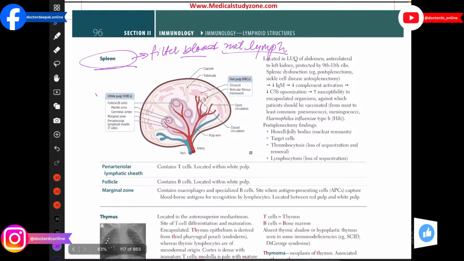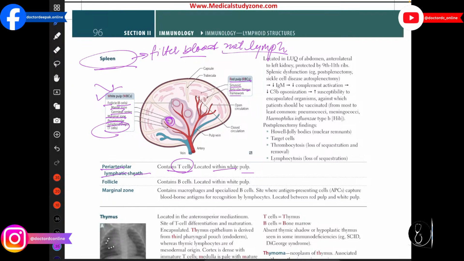In the white pulp, the follicle is going to make the B cells, and the follicle has the mantle zone and germinal center as in the lymph node. That is the mantle zone, and in between it is the germinal center. Then the marginal zone and periarterial lymphatic sheath are for the T cells. And in the red pulp there are sinusoids, a reticular fibrous framework. The periarterial lymphatic sheath is part of the white pulp and contains T cells. The follicle contains B cells and is located in the white pulp.